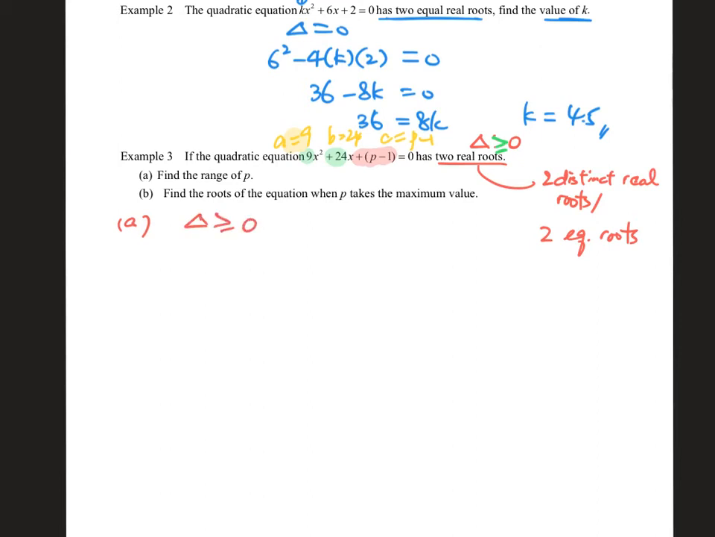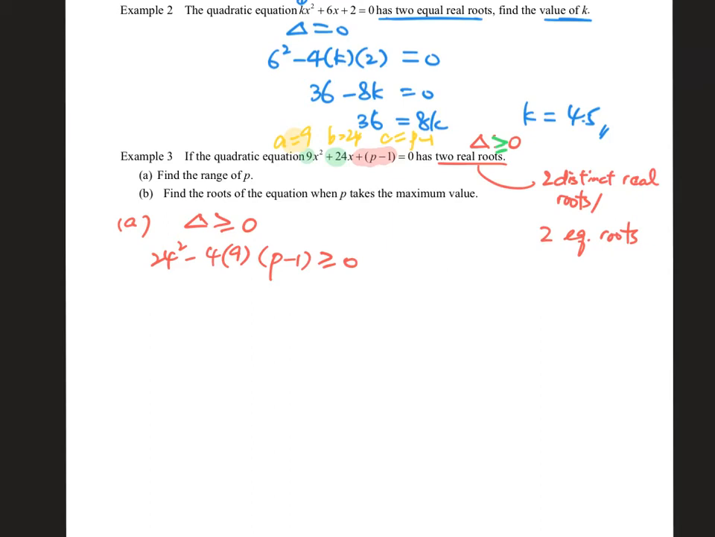So now, because of two real roots, we start from delta greater than or equal to 0, followed by b squared minus 4ac greater than or equal to 0. It takes you some time to simplify the expression. So let's go ahead by yourselves.